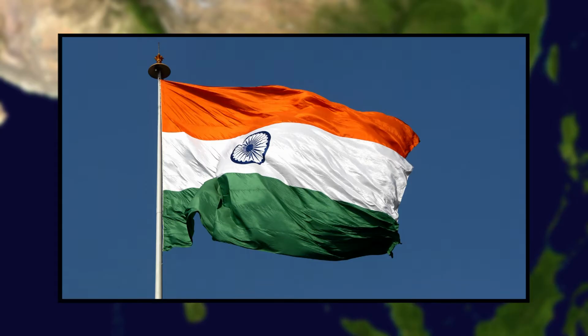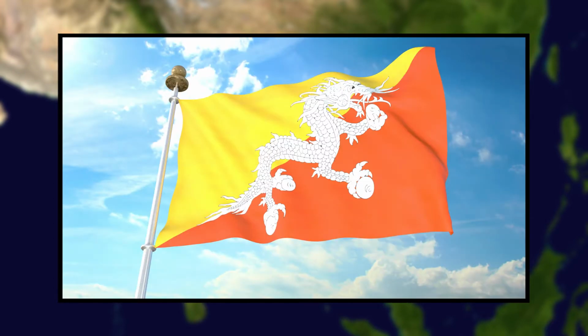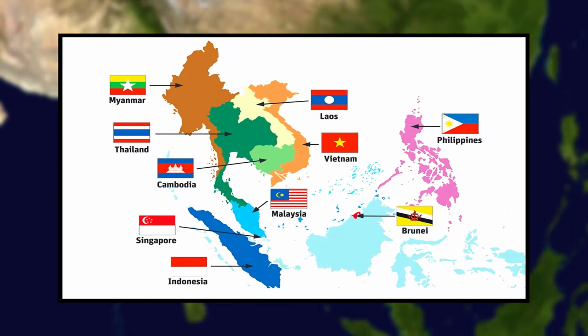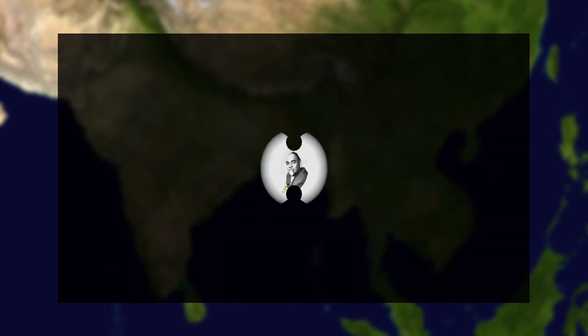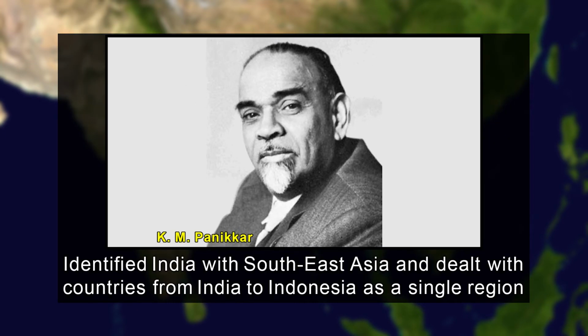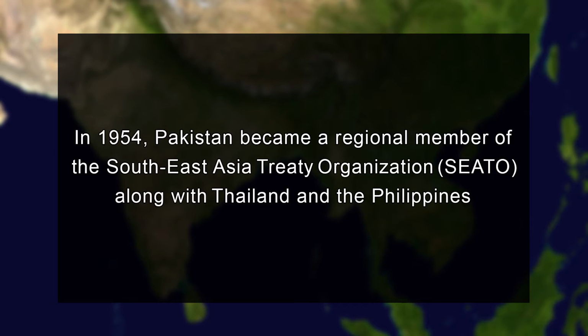In recent years, military strategists and policy planning experts have viewed India, Pakistan, Sri Lanka, Bhutan, and Nepal as a separate region. Previously, the general tendency was to lump these countries with those of Southeast Asia. For instance, K.M. Panikkar identified India with Southeast Asia and dealt with countries from India to Indonesia as a single region. Even in 1954, no distinction was made between South Asia and Southeast Asia. Pakistan became a regional member of the Southeast Asia Treaty Organization along with Thailand and the Philippines. Later, there was a trend to refer to Southern Asia, which included South Asia and Southeast Asia.